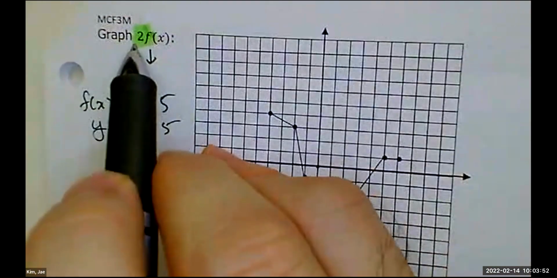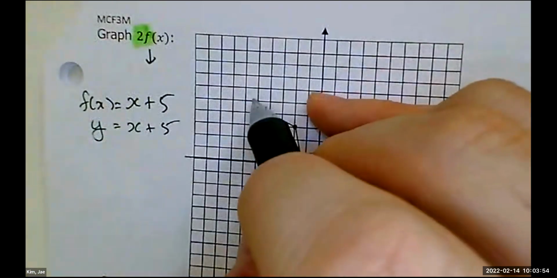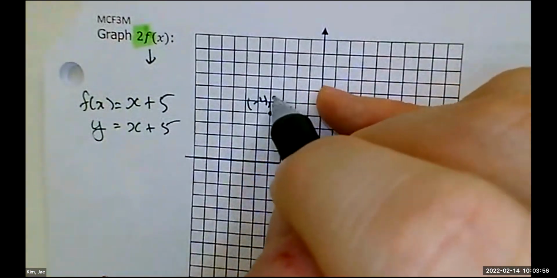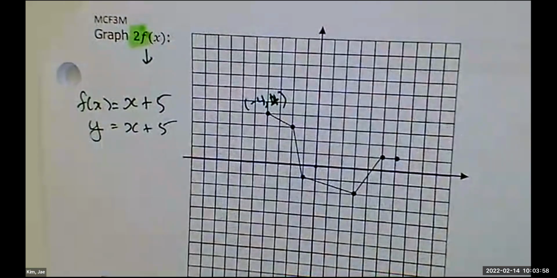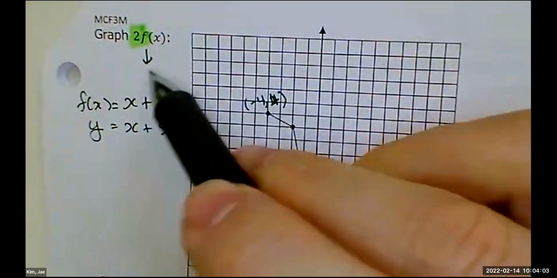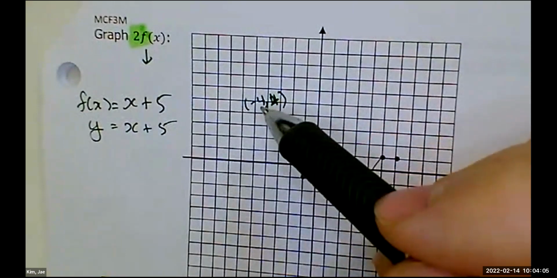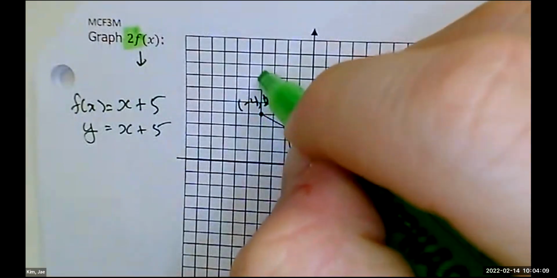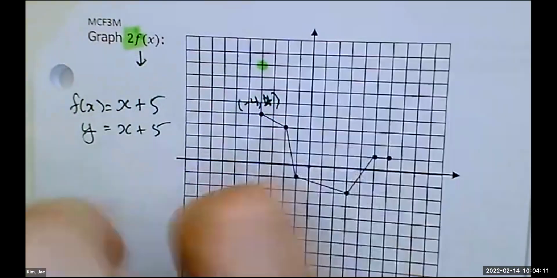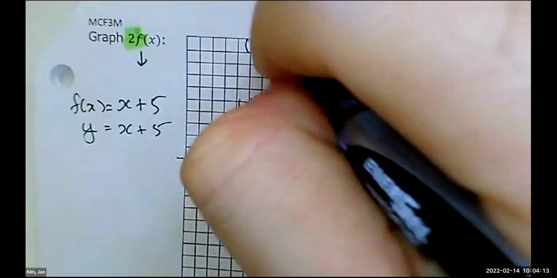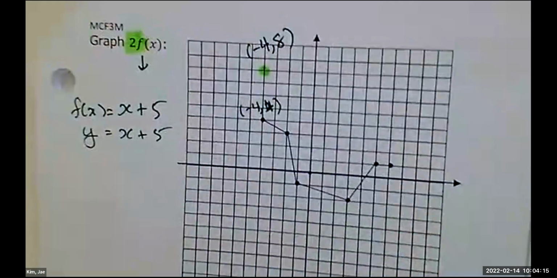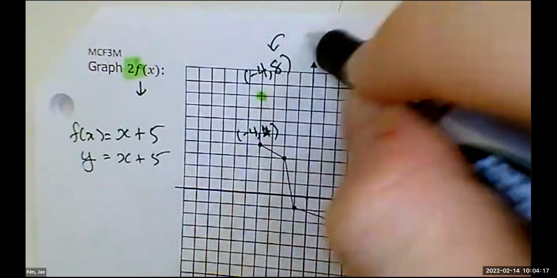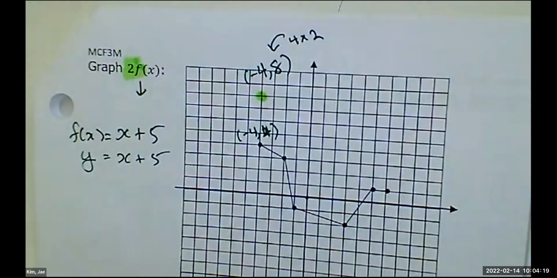Take a look. If I'm going to multiply it by 2, remember, this is negative 4, 4. Multiply that y value by 2. It becomes 8. I'm going to use my green. This is negative 4, 8. The y value of 4 was multiplied by a 2.